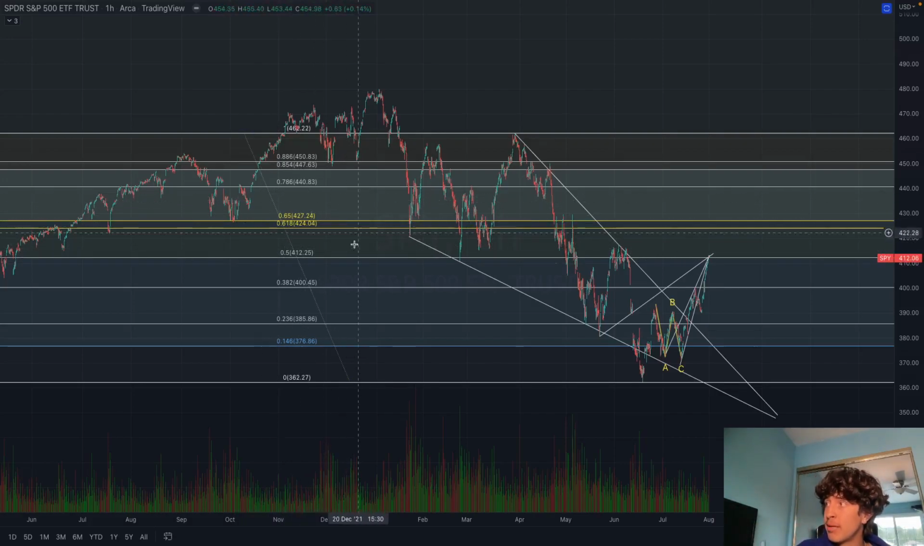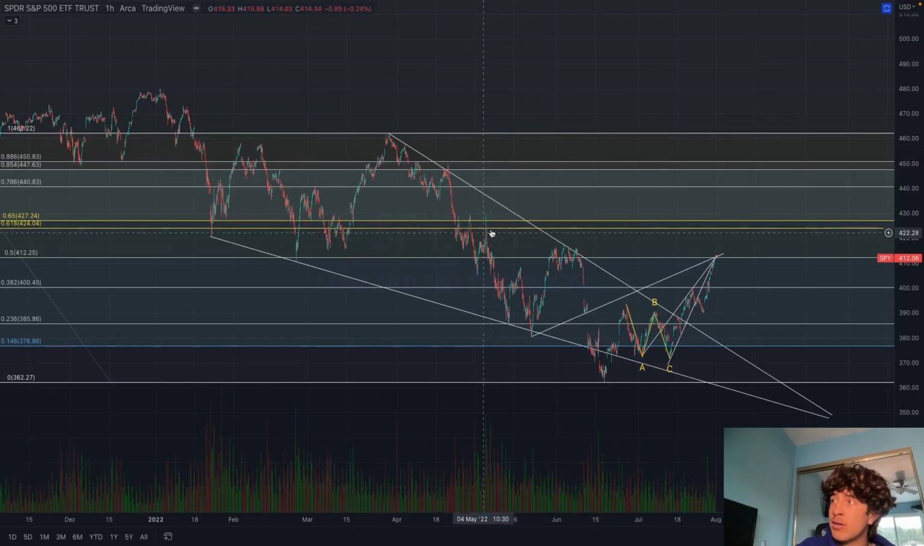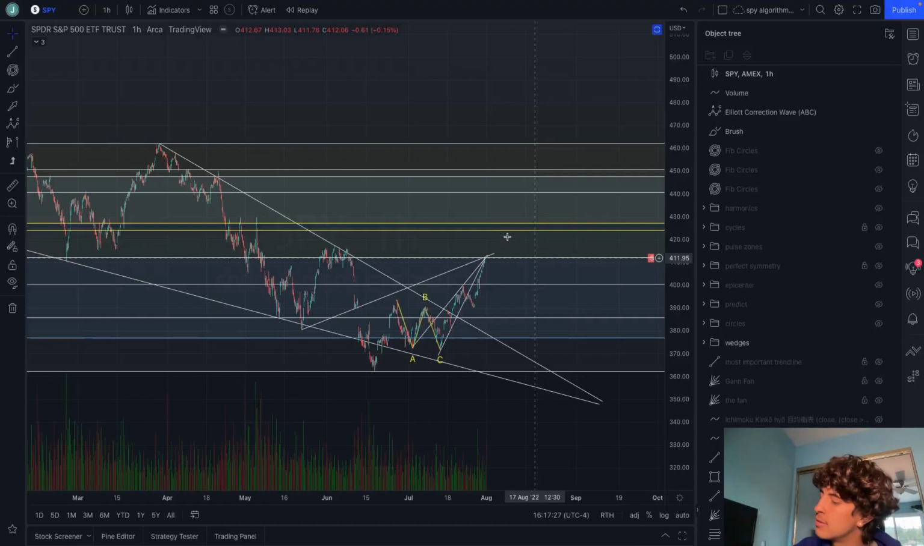The next target would be up here, 424, which is the area I think we would get to if we do go higher. There's a gap there, as well as a lot of other things like you'll see. Just stick with me here.